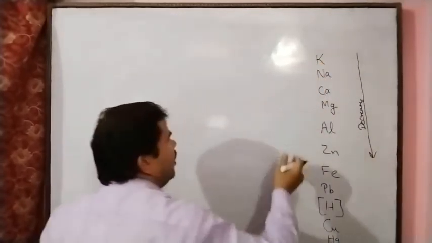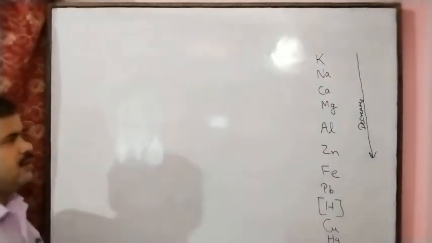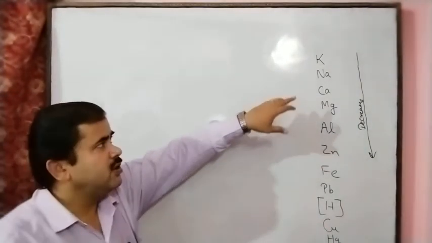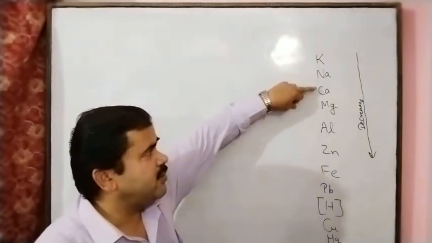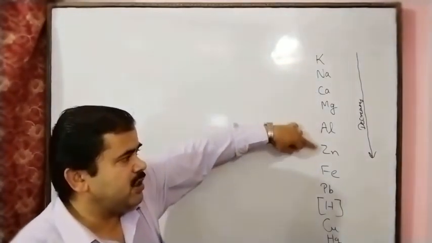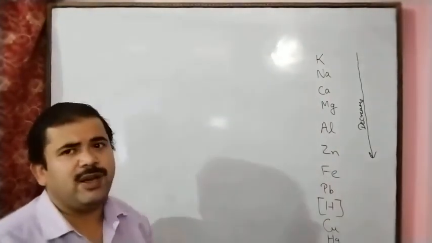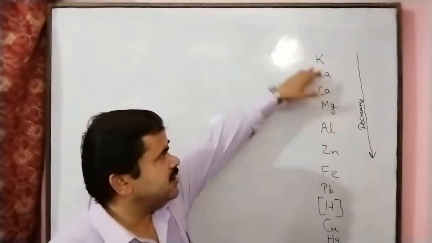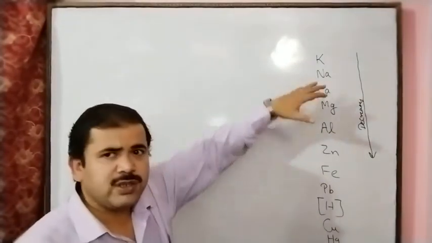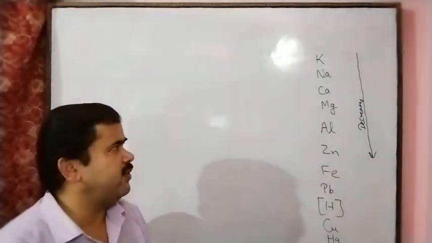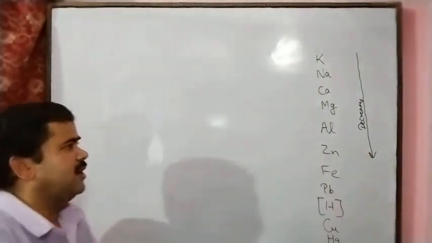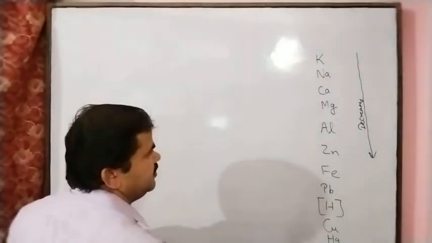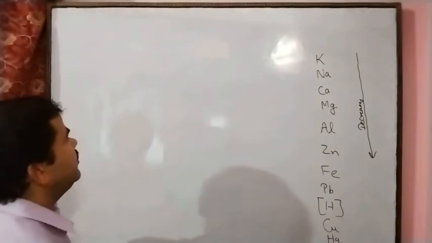The upper elements are more active. Potassium is the first, then sodium second, calcium third, then magnesium, aluminium, zinc, iron. The starting metals are the most active. So this is the activity series, and with examples we can understand it well.